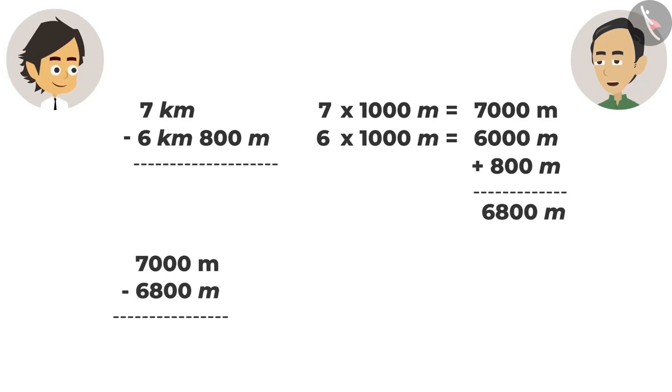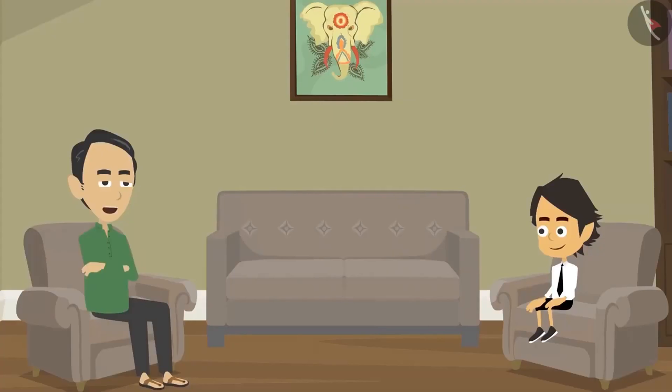Absolutely right. Now they can be subtracted because the units of both are the same. The answer after subtracting them is 200 meters. That is, you have to cover a distance of 200 meters more to walk 7 kilometers a day. Well done, Ayushman.